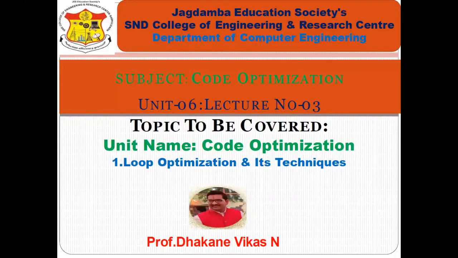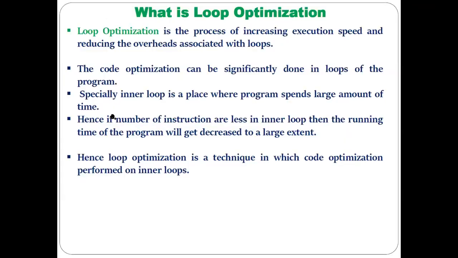Hello and welcome all of you. Let's continue with unit 6. The next remaining part in unit 6 is related to another kind of code optimization, and that is loop optimization. So today we will discuss what exactly loop optimization is and the different techniques of loop optimization. Last time we discussed basic blocks and the flow graph, with an example. So let's discuss loop optimization today.